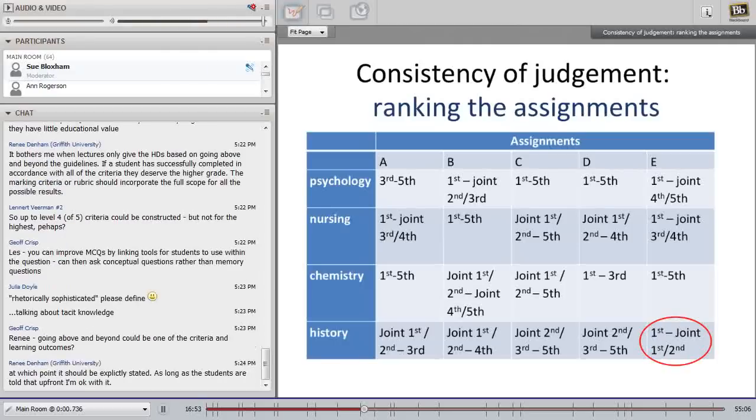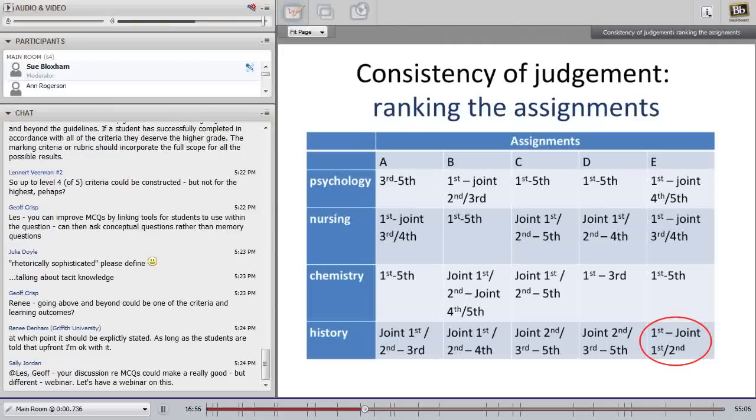And what we found was that the only piece of work, the one in the bottom right-hand corner, that was assigned the same or similar rank by all of the assessors was the E assignment for history, which was ranked first or joint first, second by all the examiners between them. Everything else was ranked at least more than 2 apart, and nearly half, 9 out of 20, was ranked by examiners as both the best assignment of the 5 they'd been given and the worst.